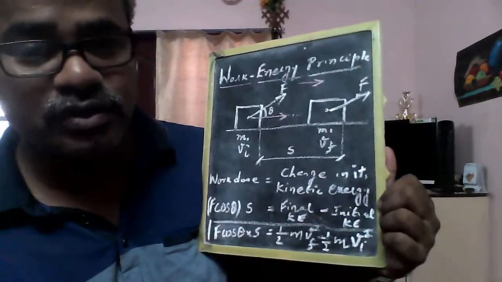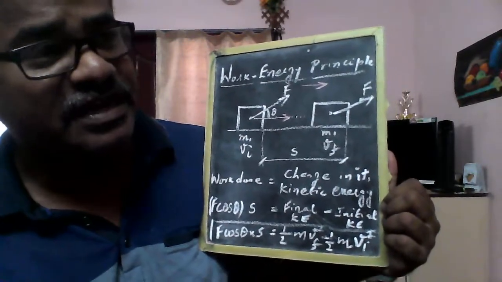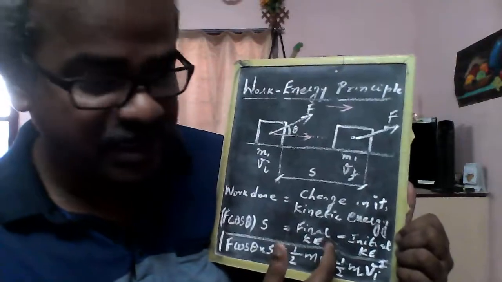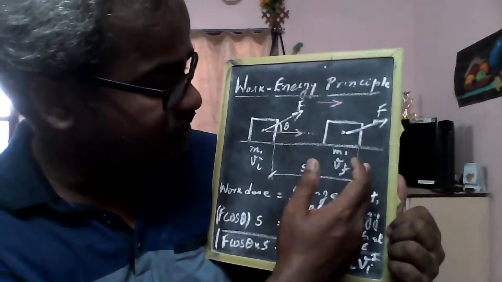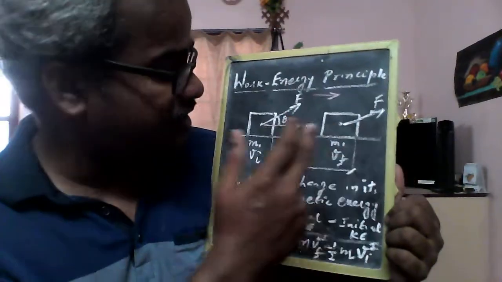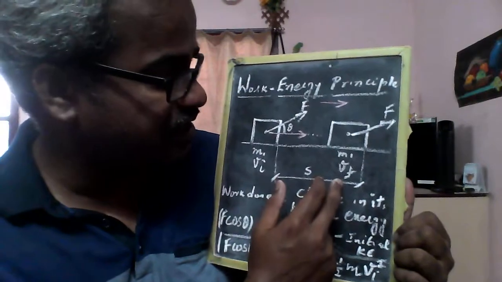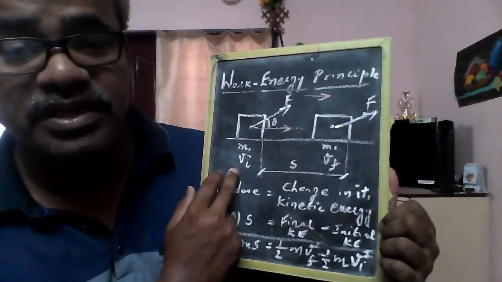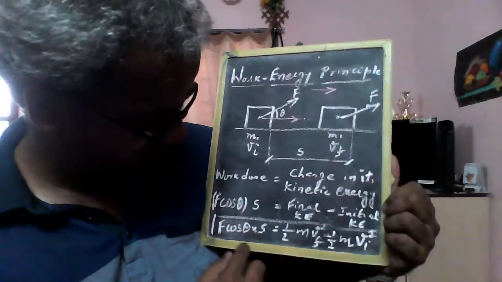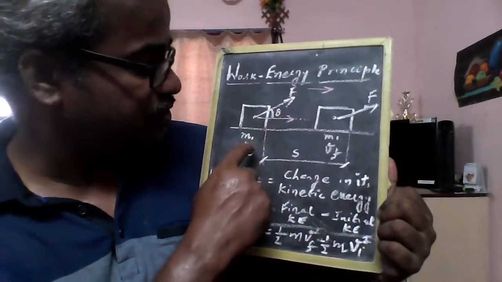The kinetic energy equation, you know, is half mv square. So change in kinetic energy is nothing but final kinetic energy minus initial kinetic energy. The body has moved some distance. So that is the final kinetic energy, and you have to find the initial kinetic energy. For the final kinetic energy, you use the final velocity; for the initial kinetic energy, you use the initial velocity. So you can see this work energy equation.